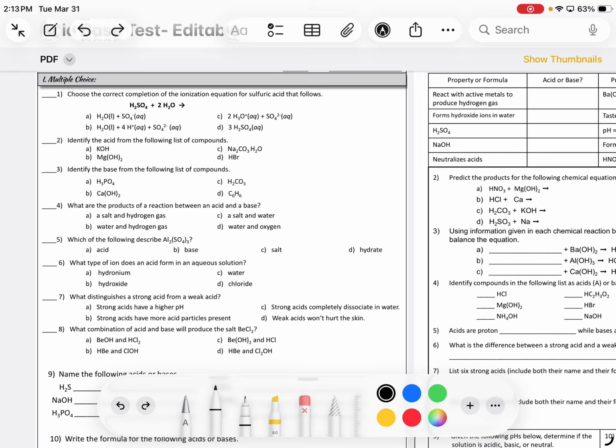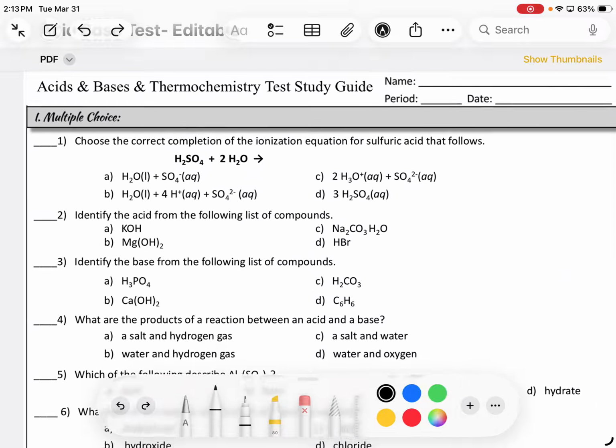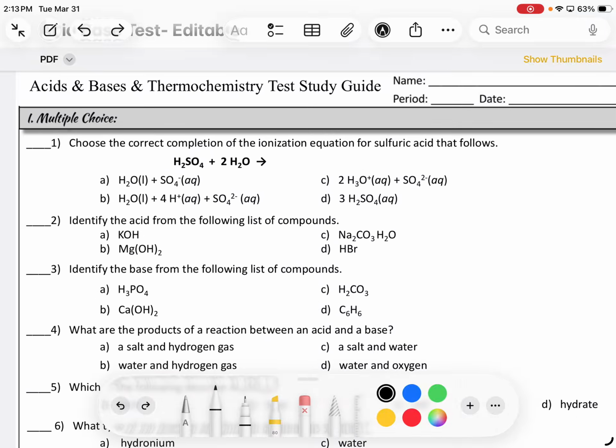It says choose the correct completion of the ionization equation for sulfuric acid that follows. This might be a little weird at first, but if you notice, what is H2SO4? Is that an acid or a base? Good, that's an acid. How do we know that H2SO4 is an acid? It begins with hydrogen. Good. So we have acid reacting with water.